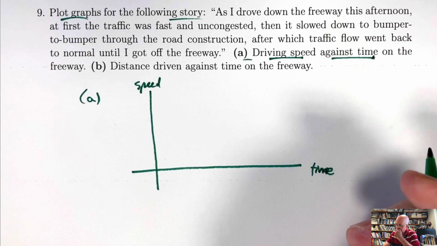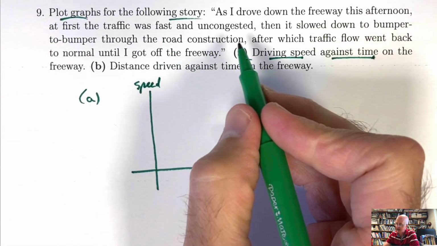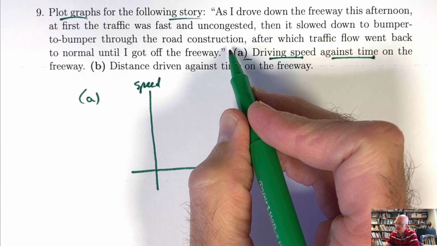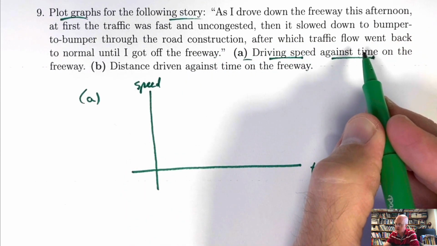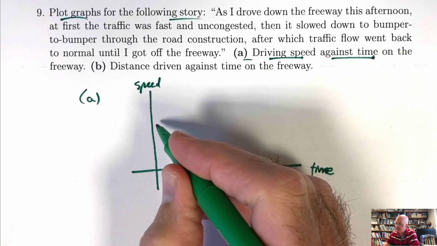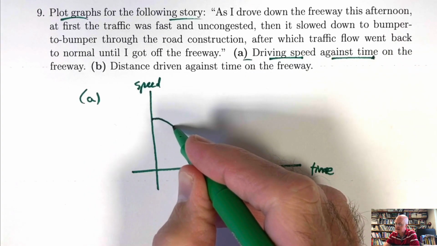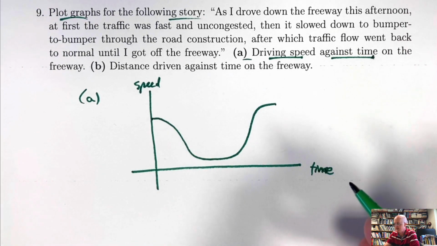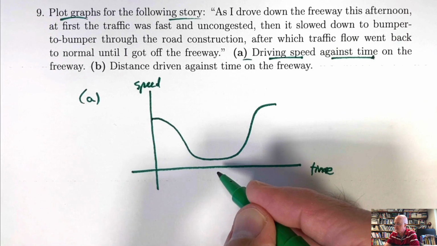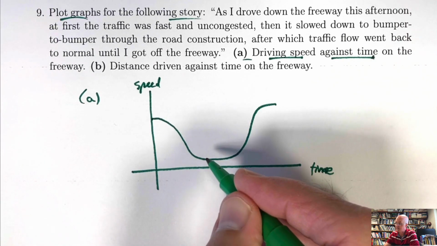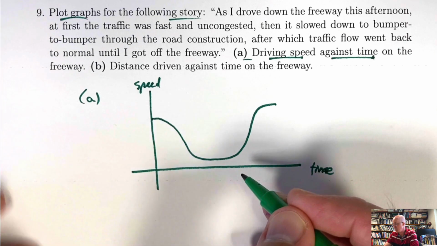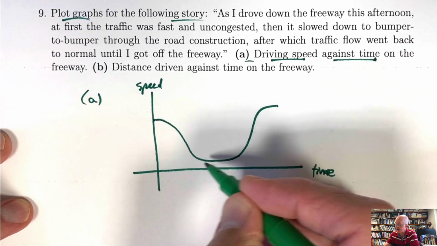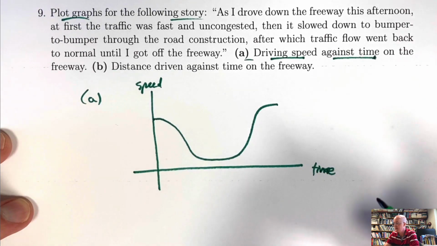Going fast at first, the speed is high. Then we slow down through the road construction. The speed is low. Then we speed up again after we're through the road construction. So the speed graph has to be something like this. Now I'm making it smooth. No corners in the graph, it's continuous, no breaks in the graph. Is that true? Probably. I mean, it might be more extreme than what you see here. Might be a big slowdown, a fast slowdown, then a fast speed up or something. But this is the basic idea.